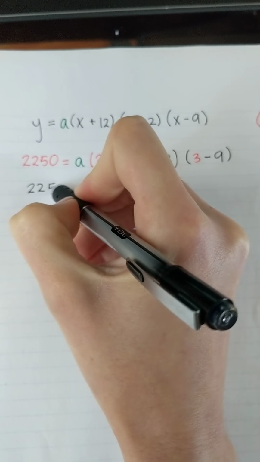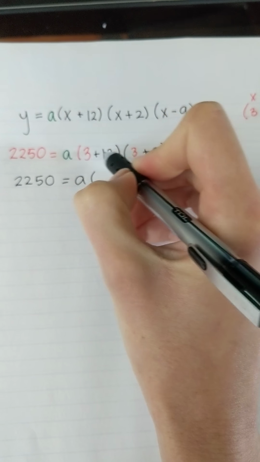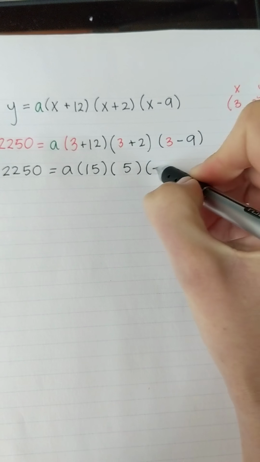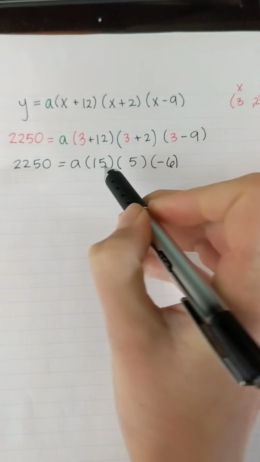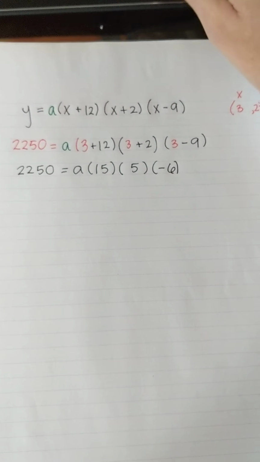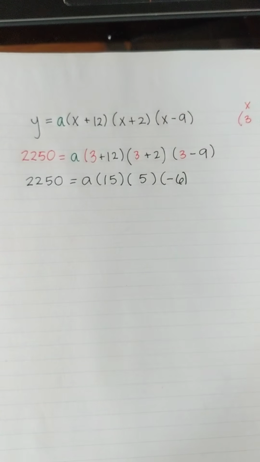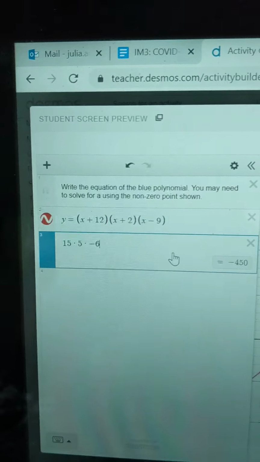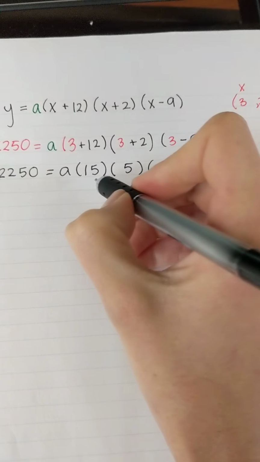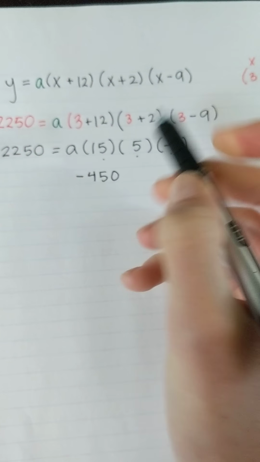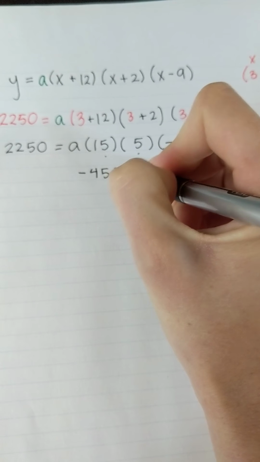We have 2250 equals a times 3 plus 12 is 15. 3 plus 2 is 5. 3 minus 9 is -6. All right, so now I need to multiply 15 times -6 times 5. And you can just do this in Desmos directly if you want. And I see the answer is -450. So these three numbers multiplied together is -450, and those are multiplying times this a.